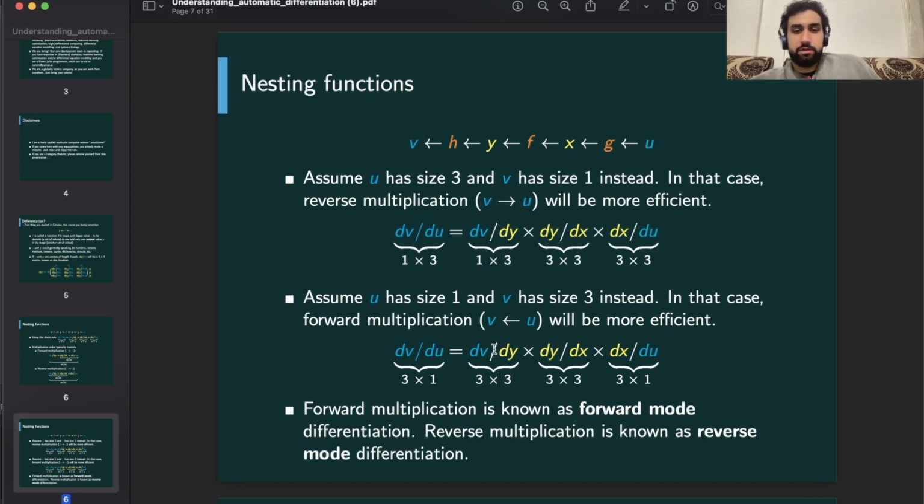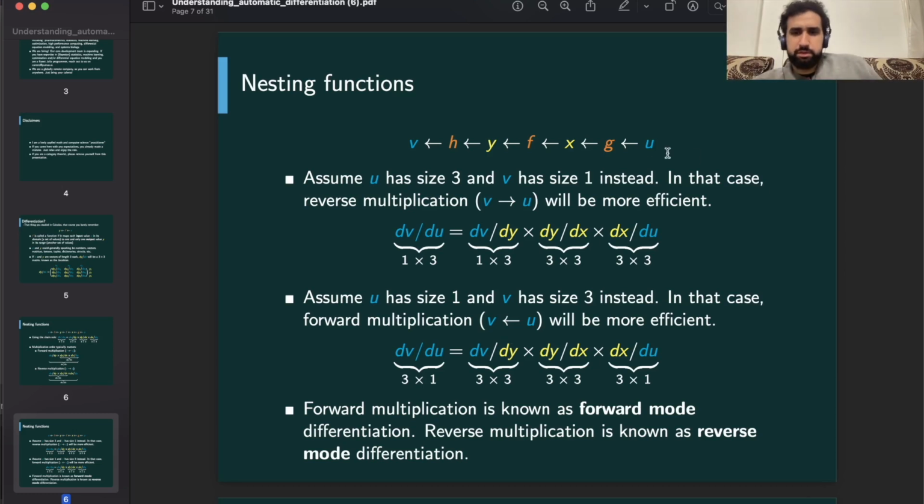Now, in the other case, if we reverse the sizes, if we have way fewer inputs than outputs, right? So U has a size of 1 and V has a size of 3 instead. Then in this case, for the same reason, it makes sense to start from the right-hand side, from the U, and go all the way to V, just because at every step, you're going to be multiplying a matrix by a column vector, or a 3x1 matrix, and that will be more efficient than multiplying two matrices of the same size.